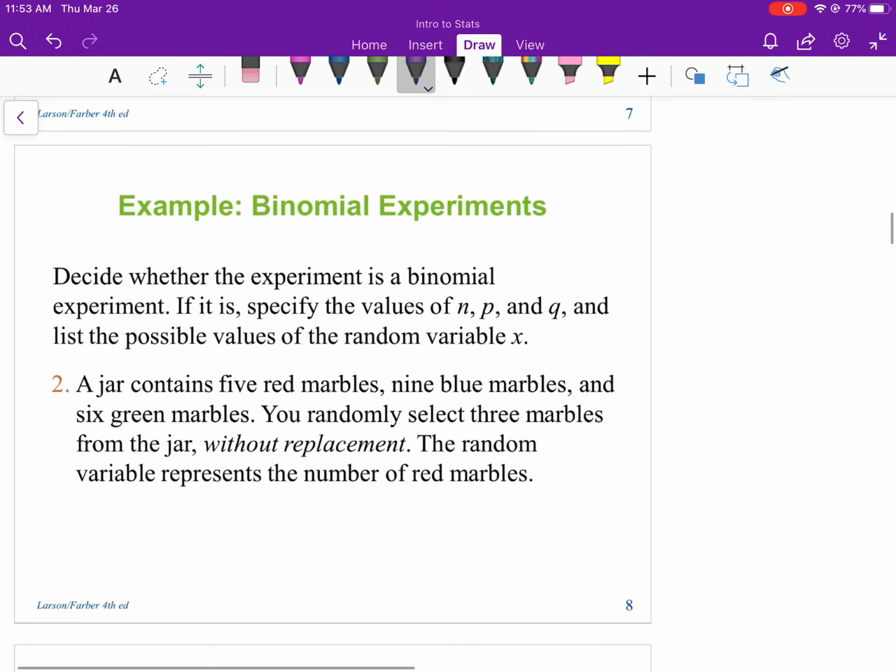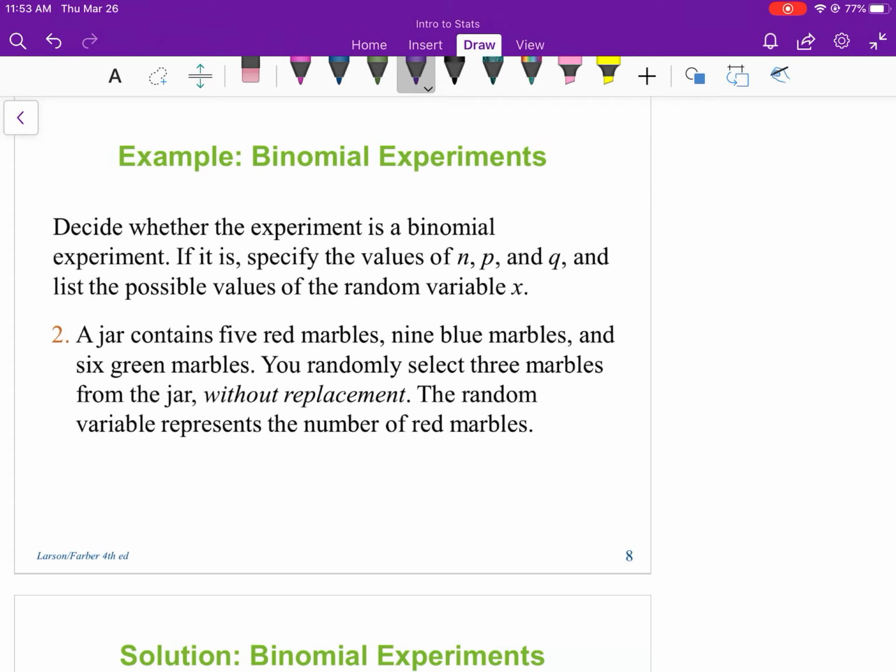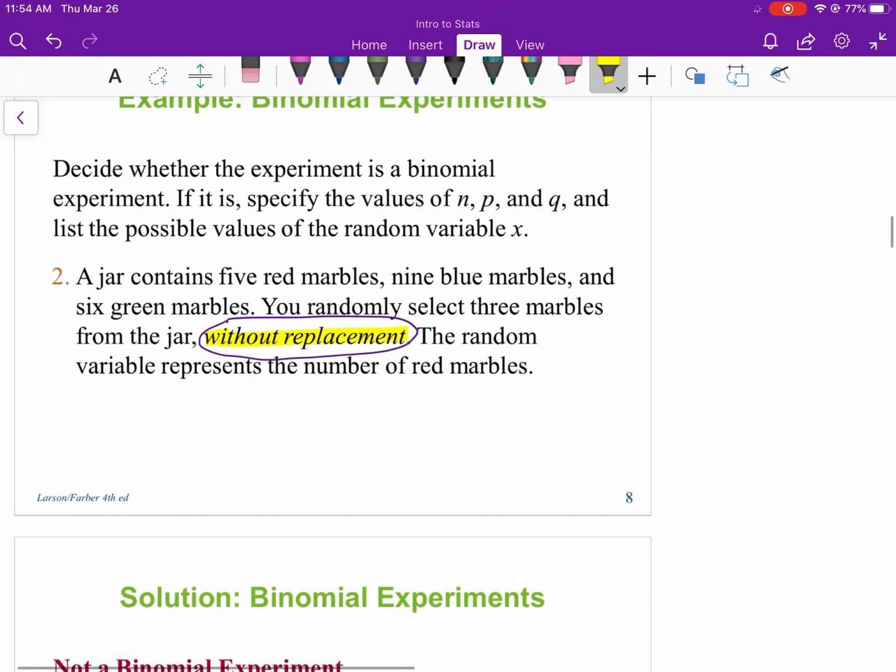Okay, moving on. This is another one. The jar contains 5 red marbles, 9 blue marbles, and 6 green marbles. You randomly select 3 marbles from the jar without replacement. So that is key to this problem. The random variable represents the number of red marbles. If I do a probability experiment with this one, that sample space is going to change every time I draw out a marble because I'm not replacing.